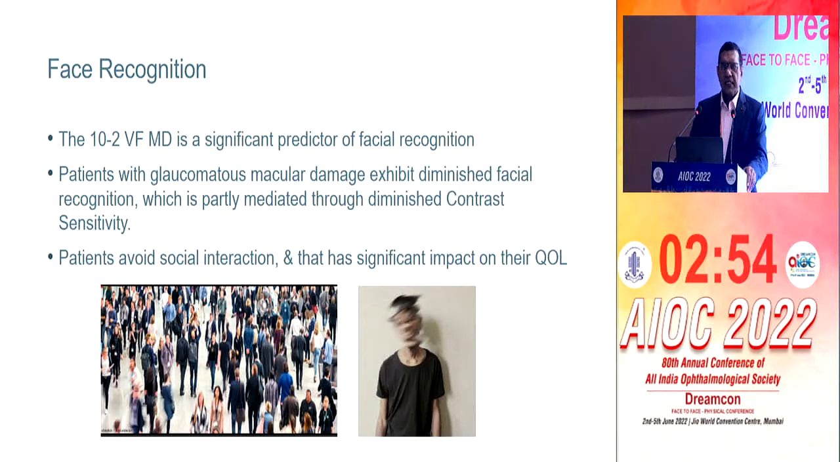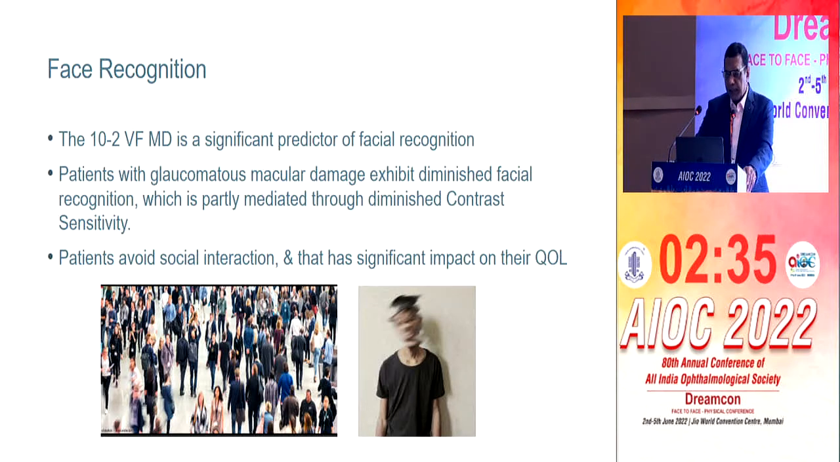So face recognition, this is a social problem. You suddenly cannot recognize the face of a certain person in a crowd, and you feel awkward. So when you look at the visual field, the mean deviation is a significant predictor of facial recognition.